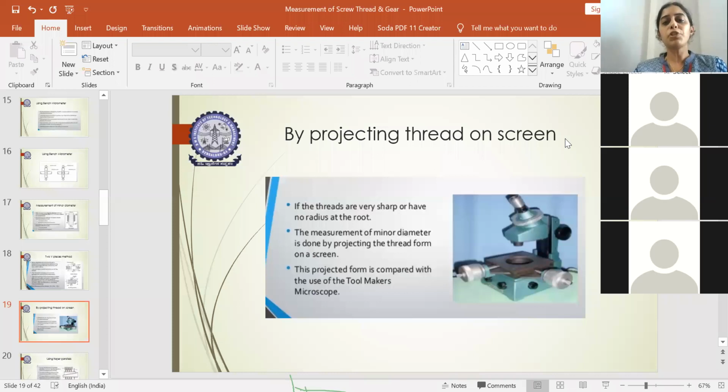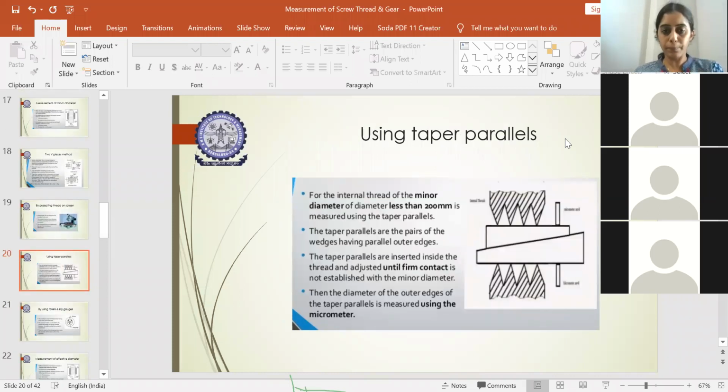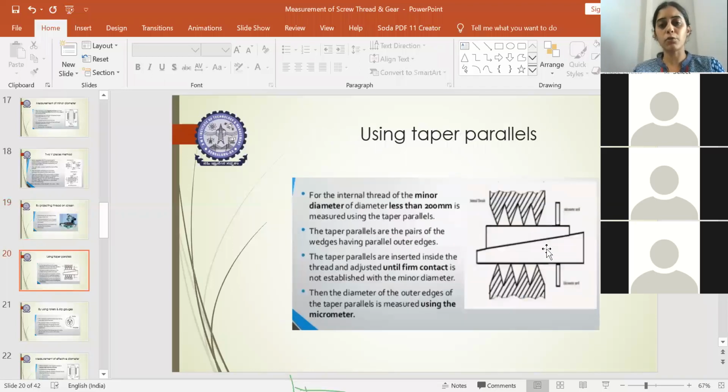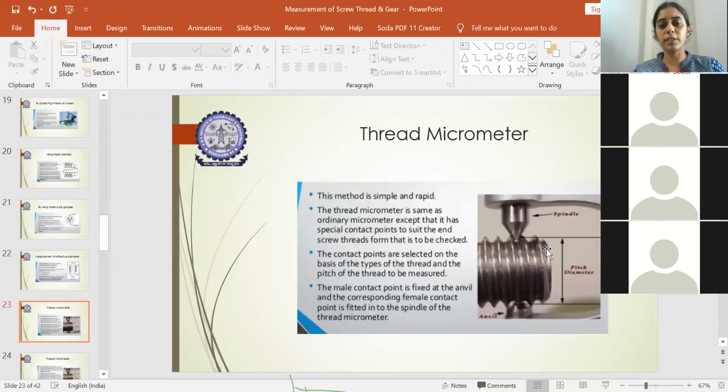Next is by projecting the thread on the screen. Here, if the threads are very sharp or have no radius at the root, we use projection of the thread on the screen. The measurement of the minor diameter is done by projecting the thread form on a screen. The projected form is compared with the use of a tool maker's microscope. Here the projected form of the thread cannot be done by using projecting thread on the screen, so we will go for the tool maker's microscope that we have in the further studies.